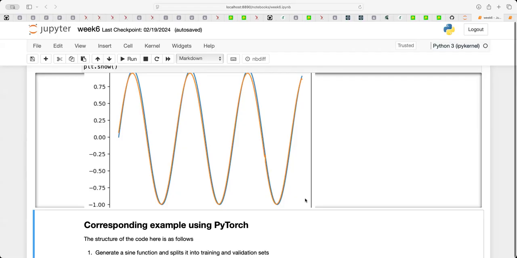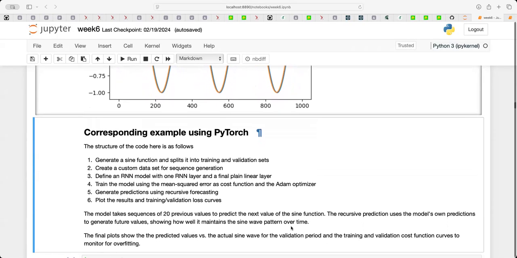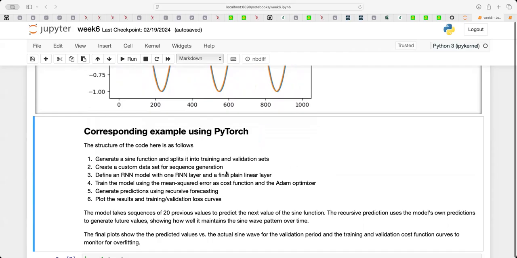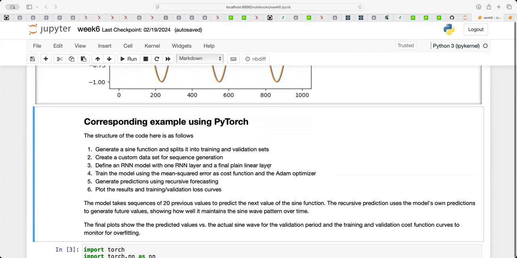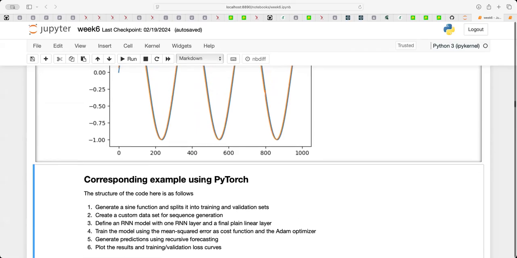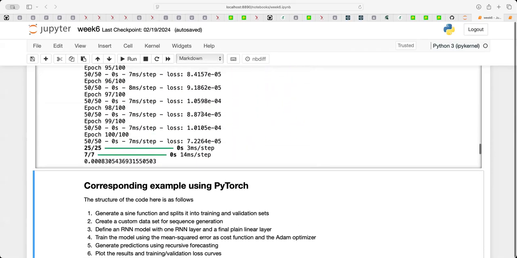So there is a similar example with PyTorch, and I'm not going to go into much detail on that one, but that also generates a sine function and splits it into training and, in this case, a validation set. So it's pretty close to what we had before. You create a custom data set for sequence generation. You define a recurrent neural network with one recurrent layer and a final plain linear layer, like the one we have here. So you're just outputting a function value. That's your final output. And you train the model using the mean squared error, which is the same I used here. So the loss which you see here is just the mean squared error.